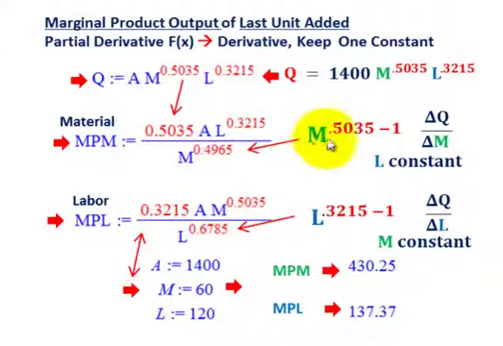Okay, so that's for material, and going through labor, it'll be the same thing. In the case of labor, you would hold your material constant. So M raised to its exponent, you just leave that in there.